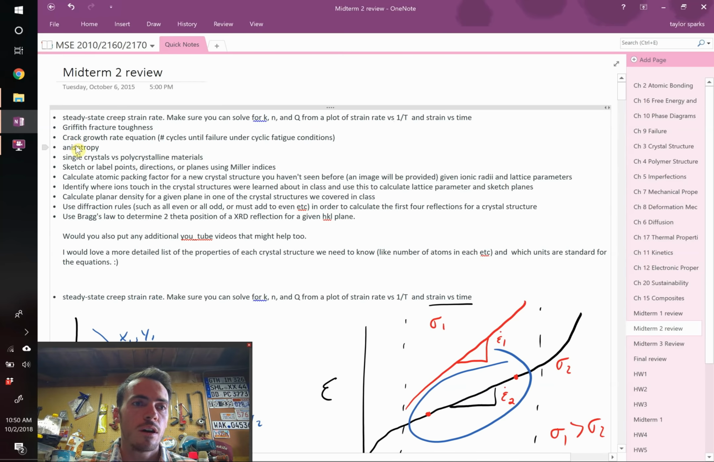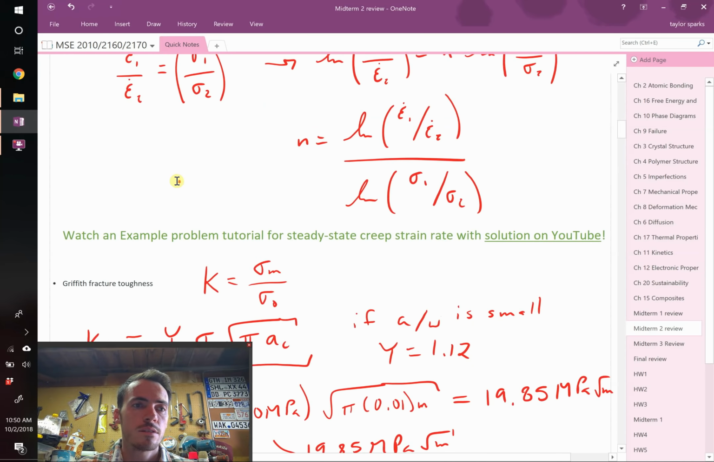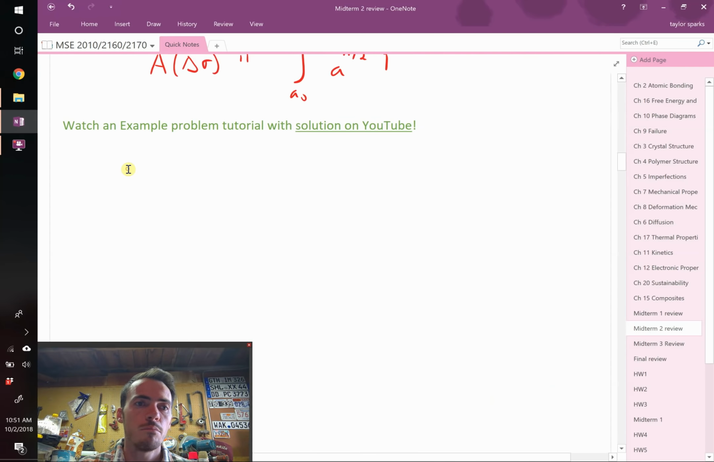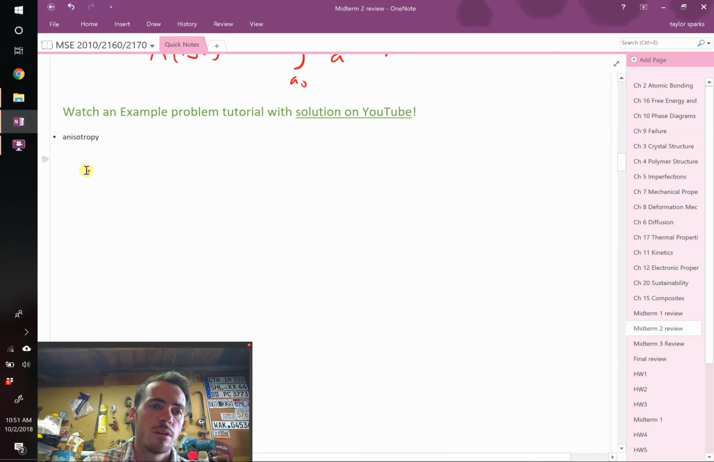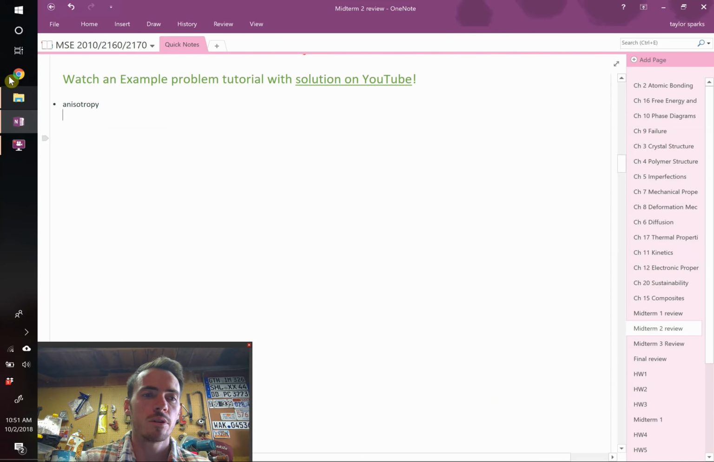Okay, anisotropy. Anisotropy was defined as if you measure a property, whether that's a physical property, electrical, thermal, whatever it is, if you measure it in one direction, you get one result, and you measure it in a different direction relative to the crystal, then you have an anisotropic crystal, right? So let's say that we're measuring thermal conductivity of a clay.